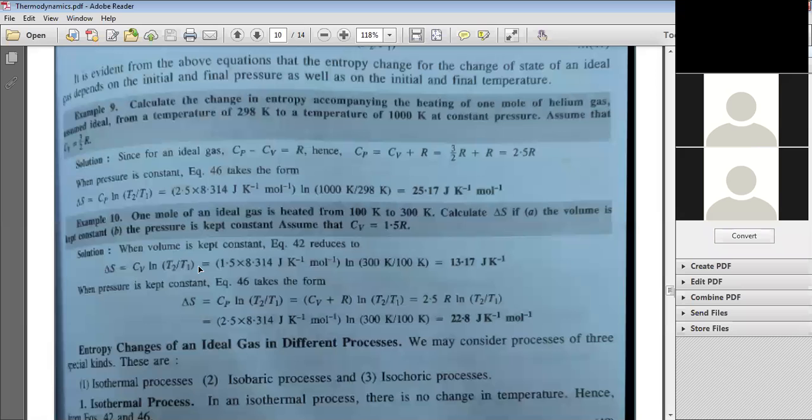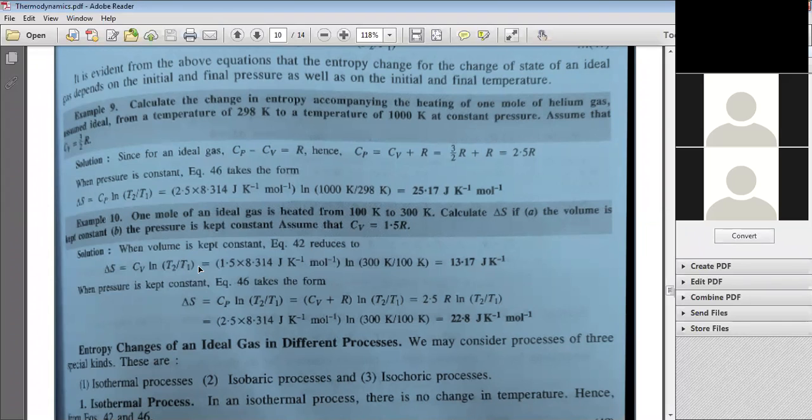So delta S will be equal to CV, which is 1.5 times 8.314 joule per Kelvin per mole, times the log of 300 Kelvin divided by 100 Kelvin. These types of temperatures you can expect in your competitive exam. 300 divided by 100 means 3, and ln3 you can calculate quite easily. ln3 is equal to what? You should remember the values of ln2, ln3, like that, correct?